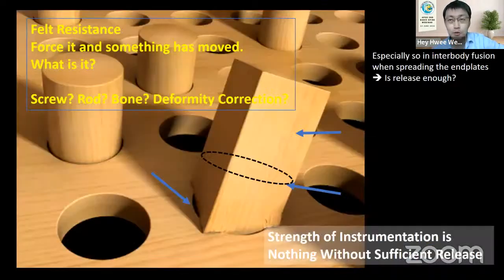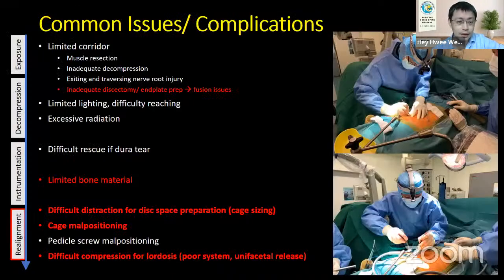In MIS TLIF, exposure is limited, so a lot of times you are worried that if you get obstruction, how to overcome it. At the same time, we also worry about whether the disc preparation is sufficient, whether the bone graft is sufficient. These are the red points, the issues we face even when we do a lot of MIS TLIFs: inadequate disc preps and fusion, limited bone material for which BMP may be preferred, difficult distraction because of stiff joints where you have to release on both sides, cage malpositioning because of the wrong trajectory of the tube, and sometimes difficult compression of the screw tulips, because of the intrinsic disadvantage of the system that we use compared to an open technique.